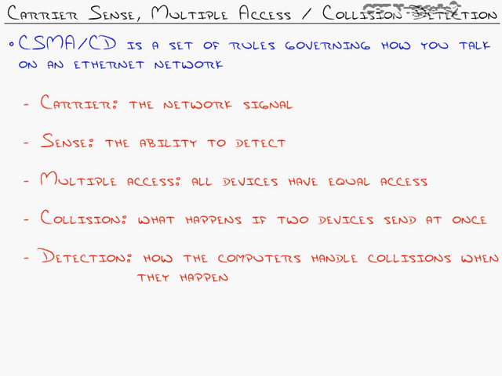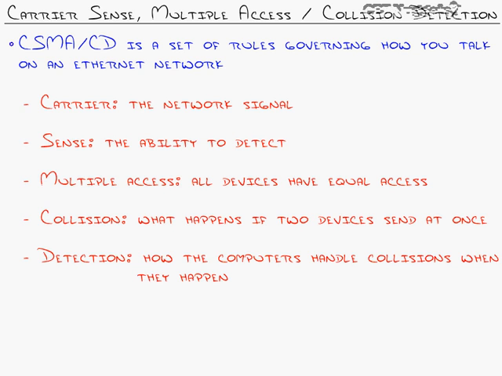I broke it apart to define what each word or set of words in that definition means. The carrier represents the network signal, meaning there's going to be network signal sent on Ethernet. Sense is the ability of all the PCs connected to the same Ethernet network to detect if there is a carrier signal at the time. For example, if you're in a meeting room, you should be able to detect if somebody is talking and not interrupt them. In the same way, the Ethernet device should be able to detect if somebody's already talking on the Ethernet line. Multiple access means all devices have equal access.